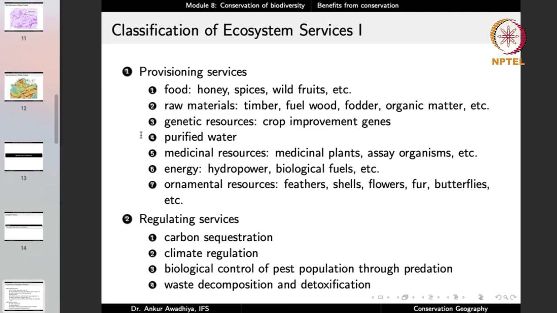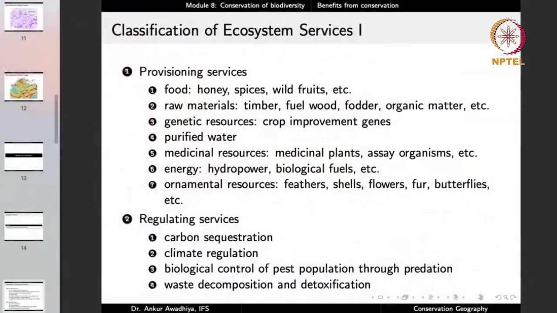Then it provides us with purified water. Because if you consider a water that is rich in sewage, rich in sludge, and if this water moves into a wetland, what happens? In the wetland, there are so many organisms that feed on the organic matter that is there in the water. And by that, they reduce the amount of biological materials that are there in the water. They reduce the biological oxygen demand.